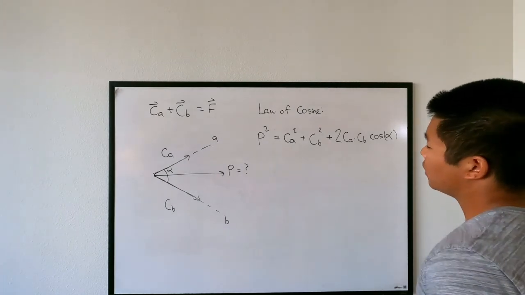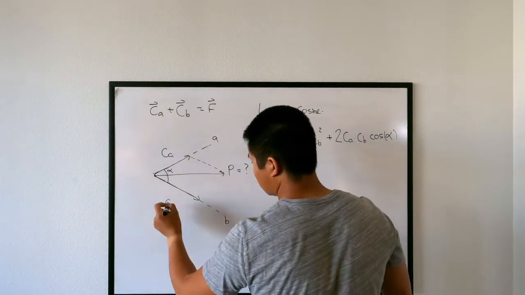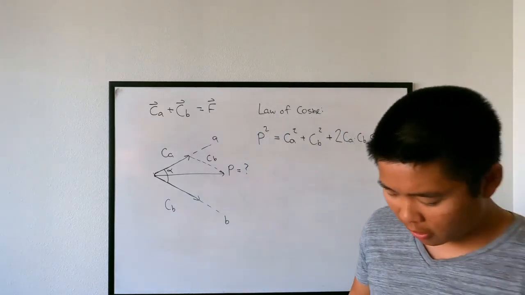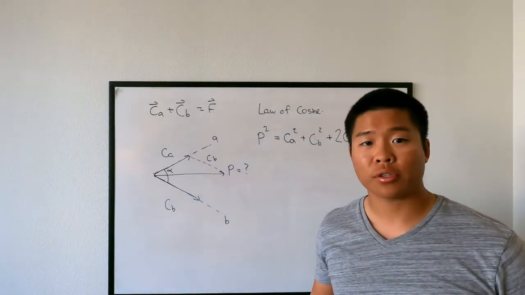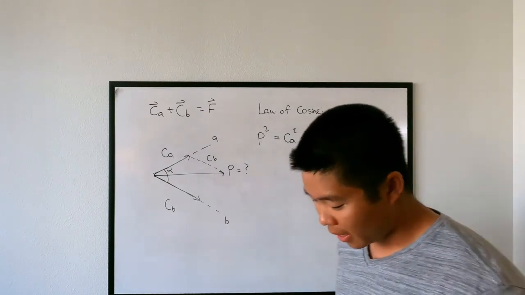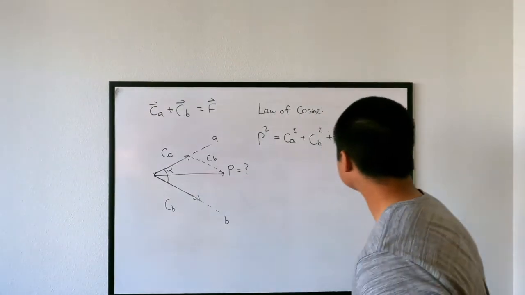And also just to complete the picture, this is CB. You may be wondering, hey, there's a version of law of cosines that I've seen that has a negative here. Well, that scenario actually is this.